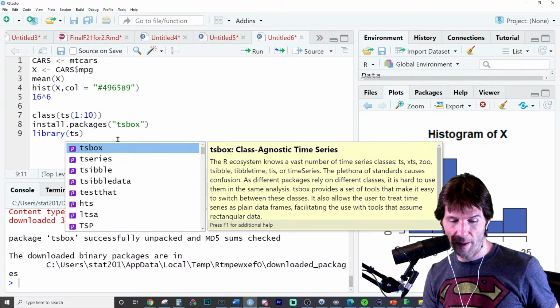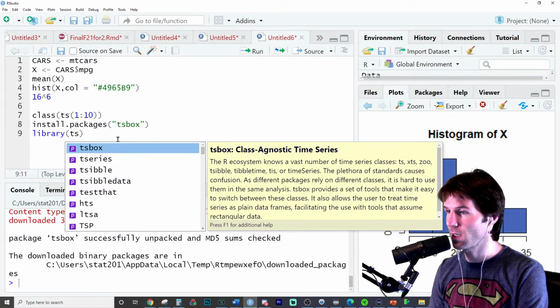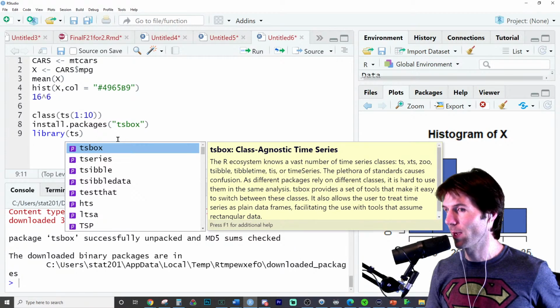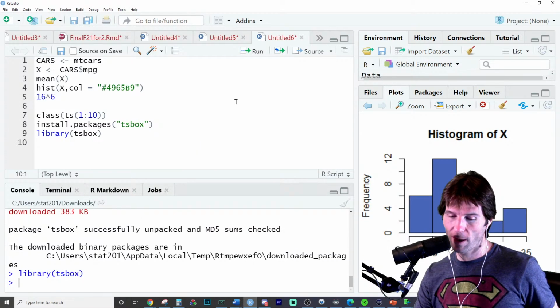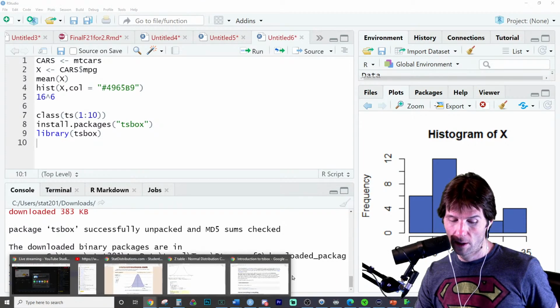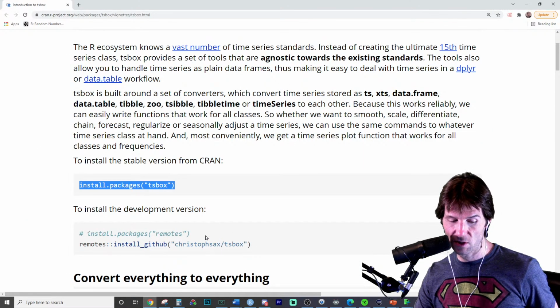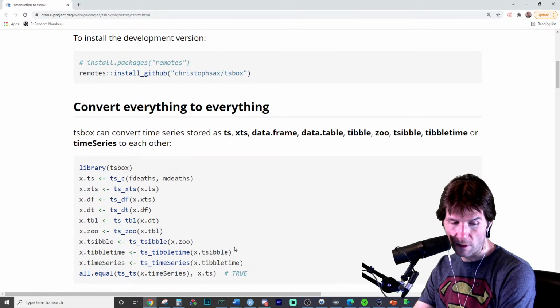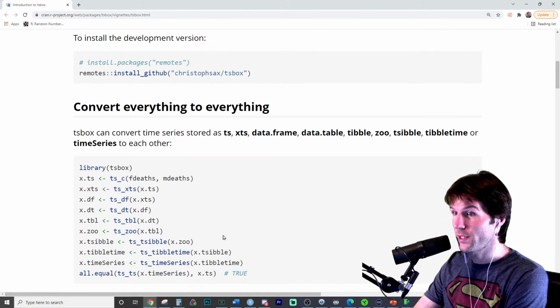So now we have this package. Class agnostic time series, which means R knows it doesn't matter what we're using. It's going to understand everything, because rather than create a new time series format, we're making it so these all work. We don't need the developer version. Convert everything to everything. So new toys, exactly.